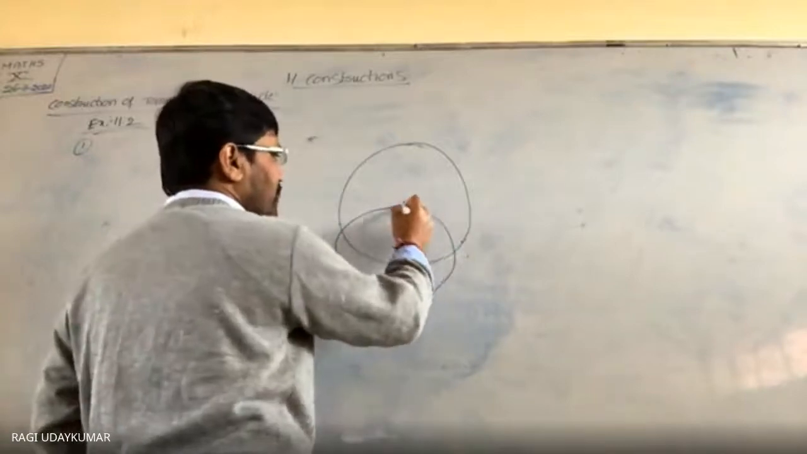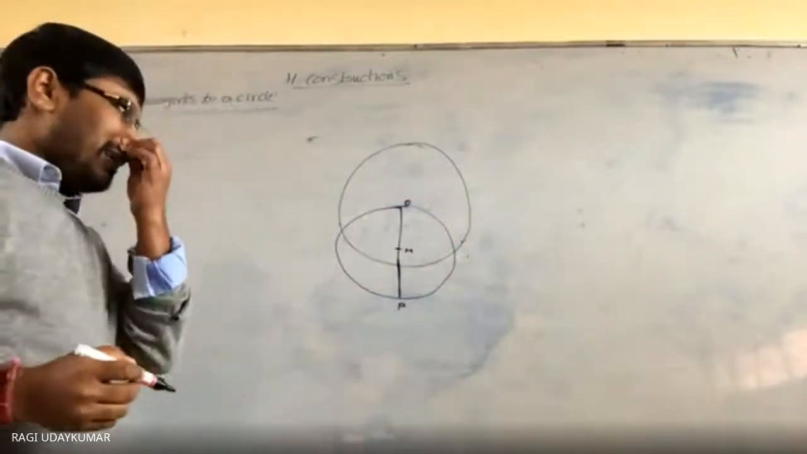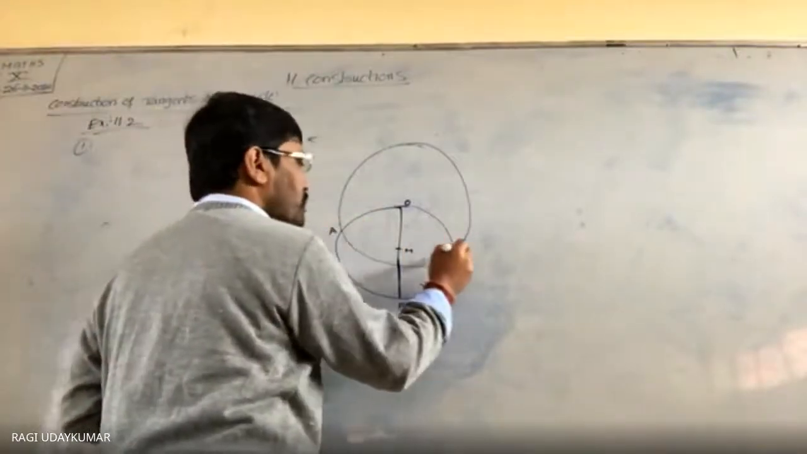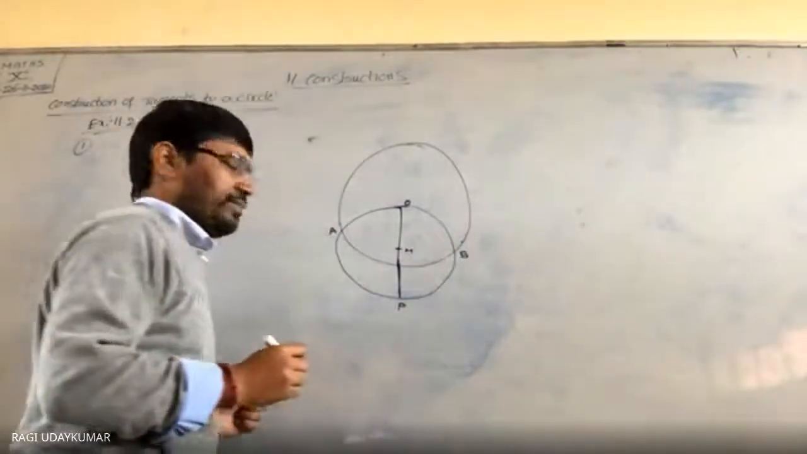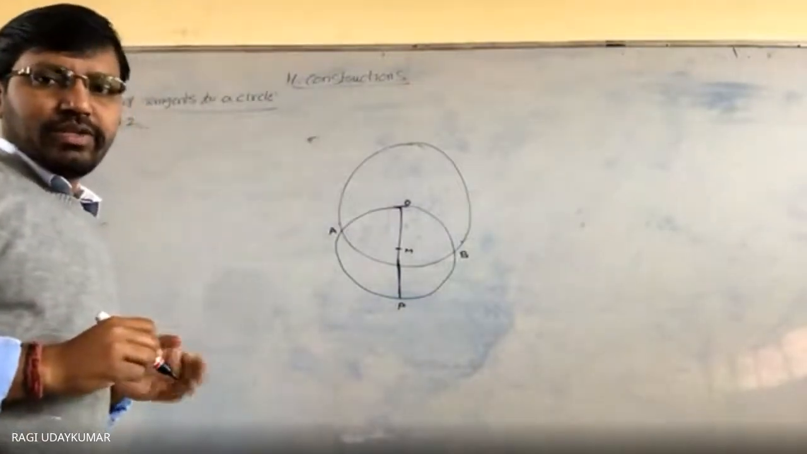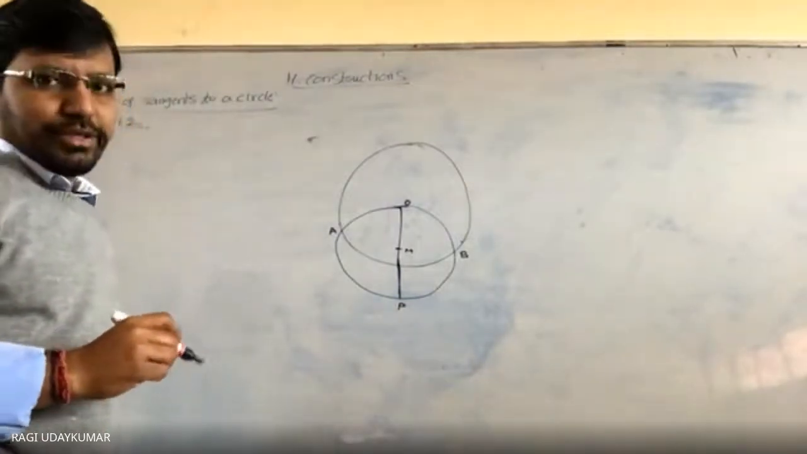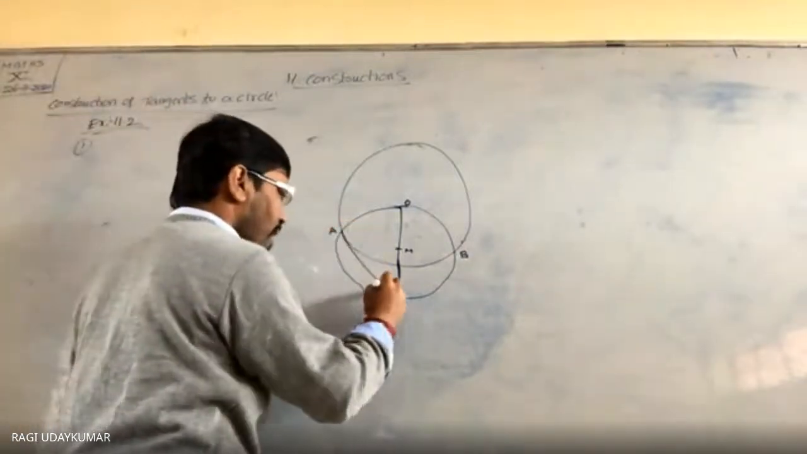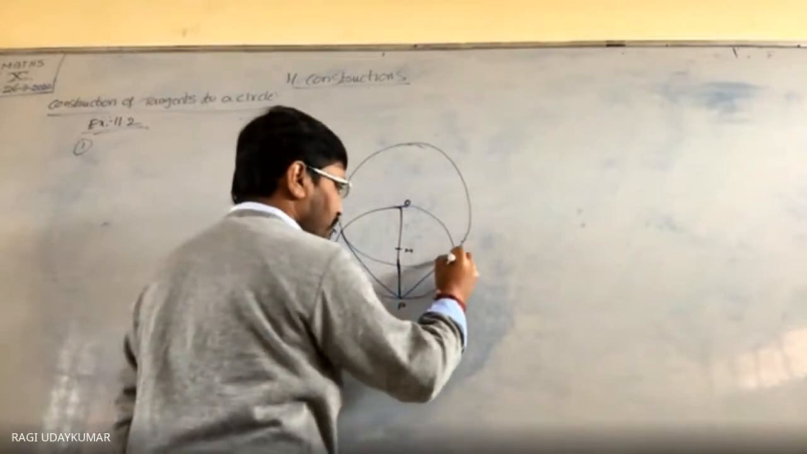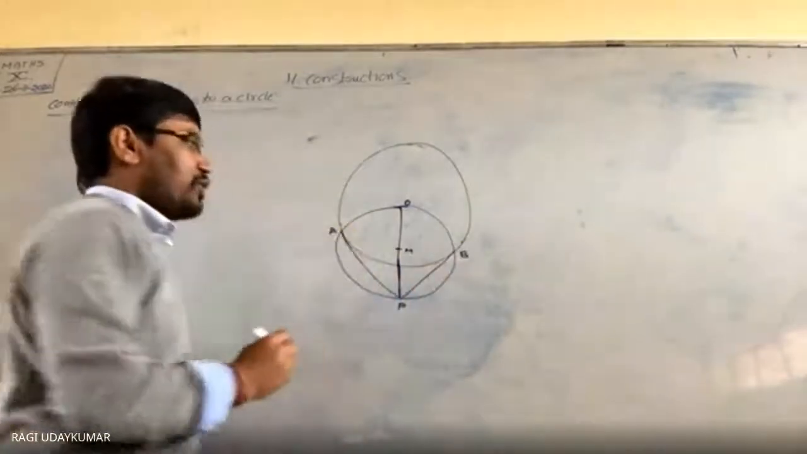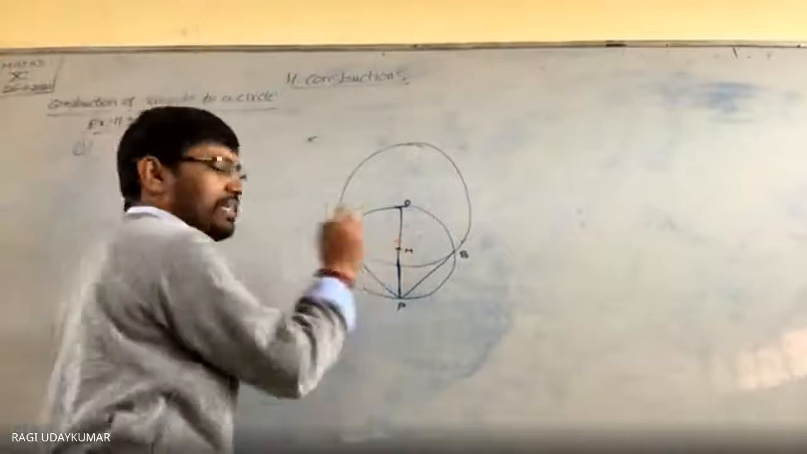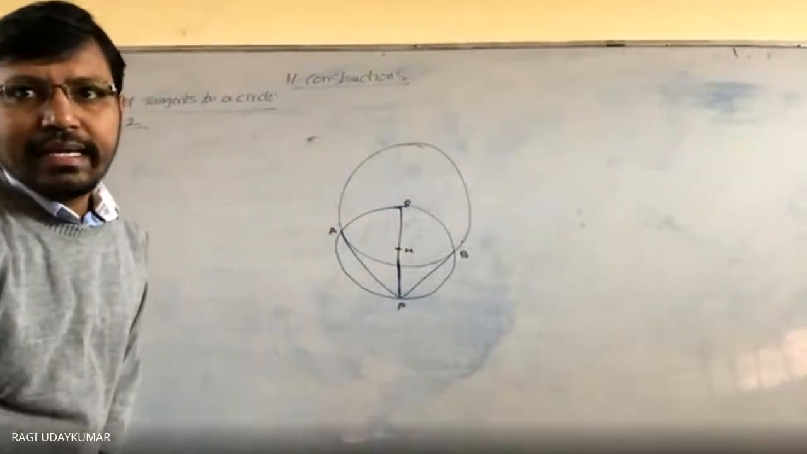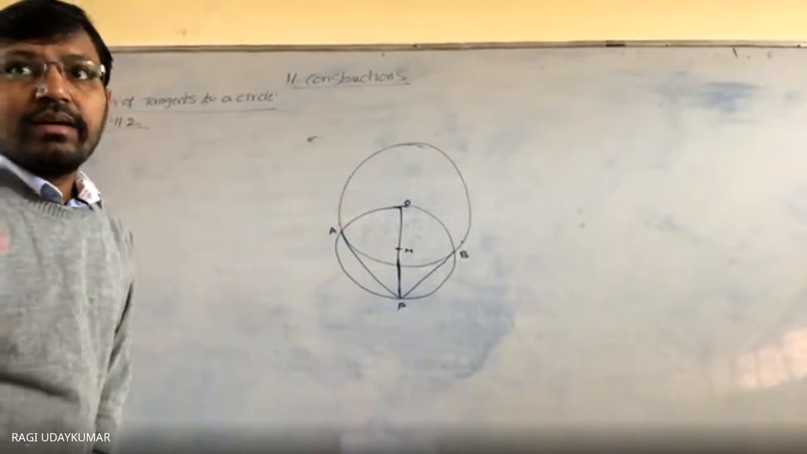Approximately a circle, and this circle will touch the previous circle at 2 points, and the touching points you consider as A and B. Where it is touching, you have to consider those points as A and B, and join P to A and P to B. So PA, PB are the tangents to the circle with center O and radius 6 centimeters.